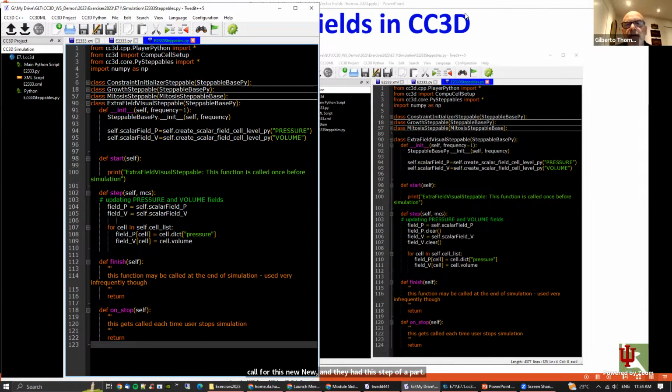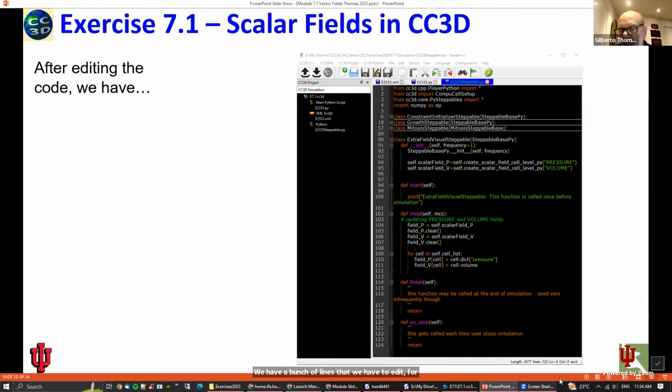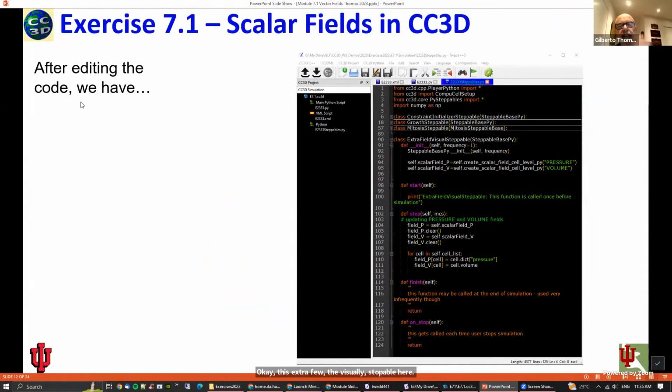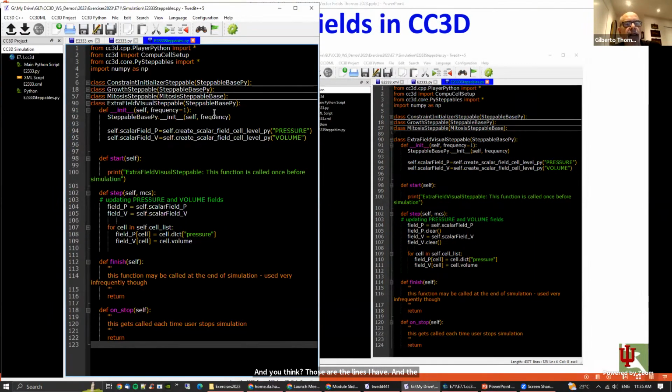For example, I will go back to this slide, maybe the previous one, to show how this part here, the left window, shows how the steppable is included in the file. Okay, this extra field visual steppable here, that one that is included. So after editing, those are the lines I have. And then I have here the editor.